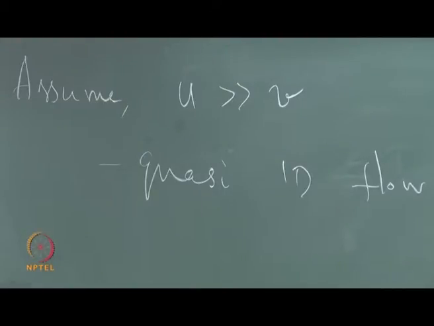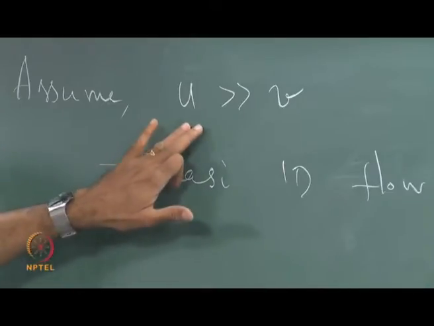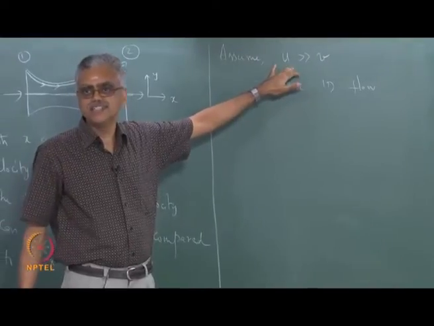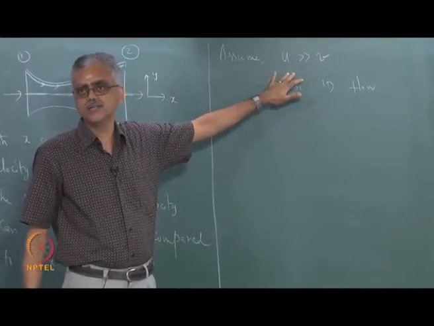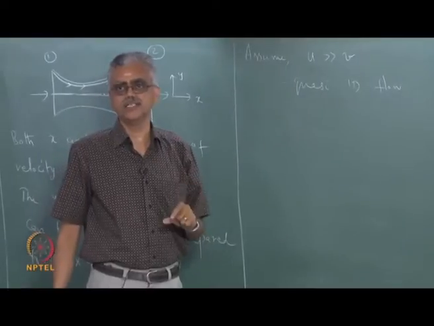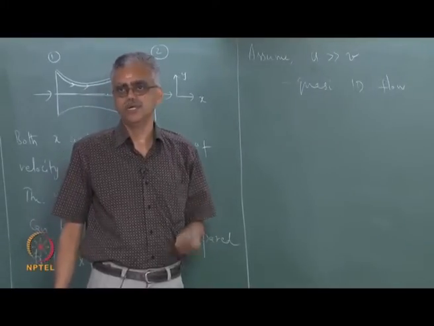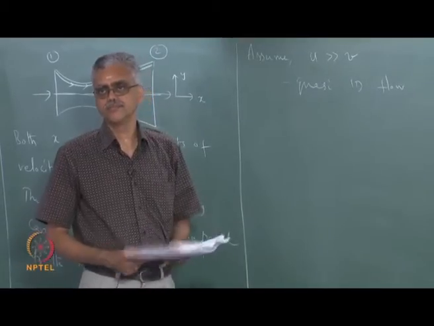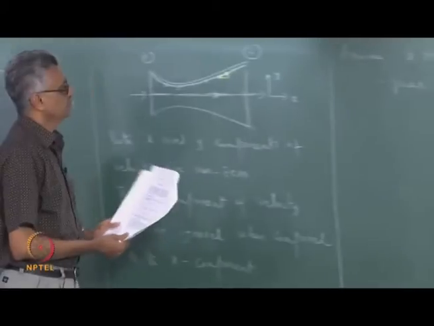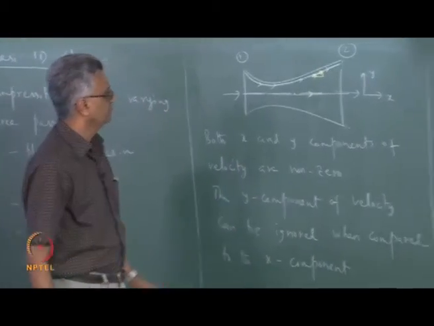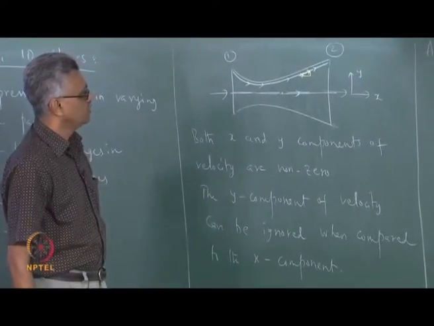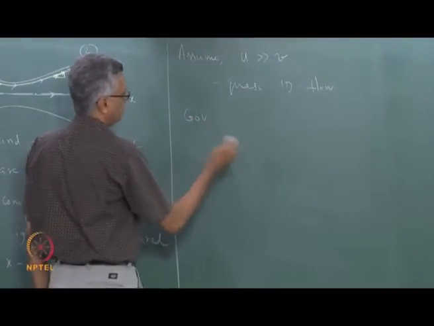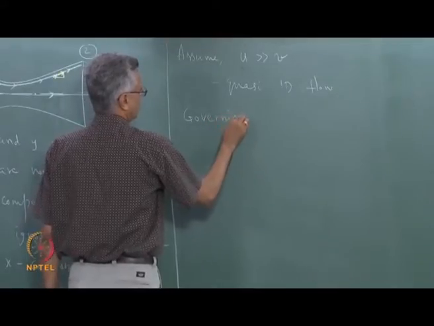So, this concept is extremely important because as we go along and as we move further and further into the chapter, we have a tendency to forget this. Please remember that we are not saying v is 0, we are only saying that u is much larger compared to v, which is still non-zero. Okay? That is the quasi one dimensional assumption. So, with this in mind, I will write down the governing equations for quasi one dimensional flow in a varying area passage. Let us see what that looks like.